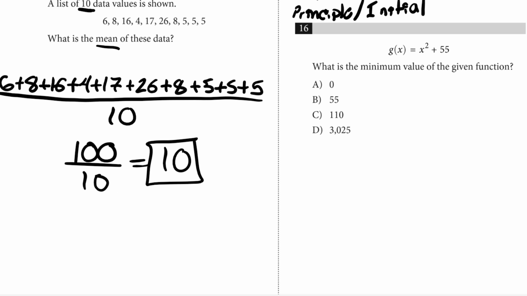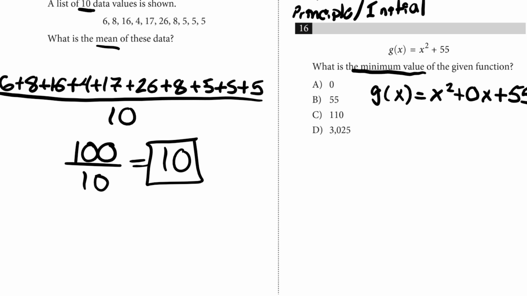16. What is the minimum value of the given function? So we're going to rewrite the equation so that we have a b. We have x squared, and there's no x in between x squared and 55, so we're going to write 0x plus 55. The way that we find the minimum value is we need to find the vertex, and they're looking for the y value. That's going to give us the minimum value.